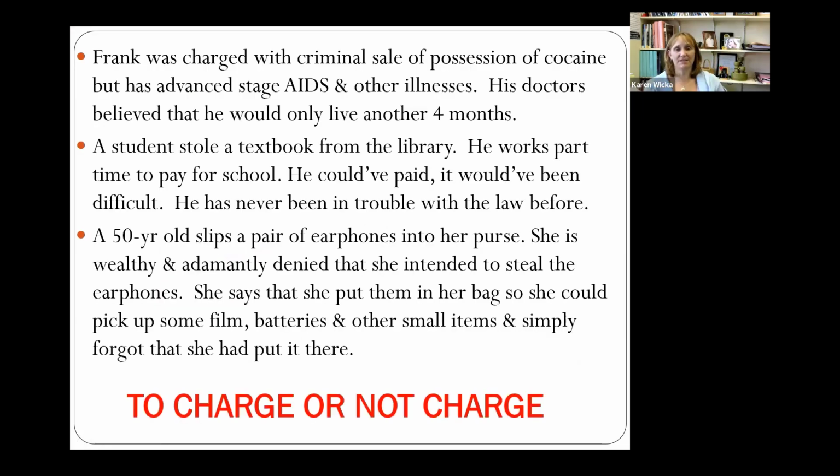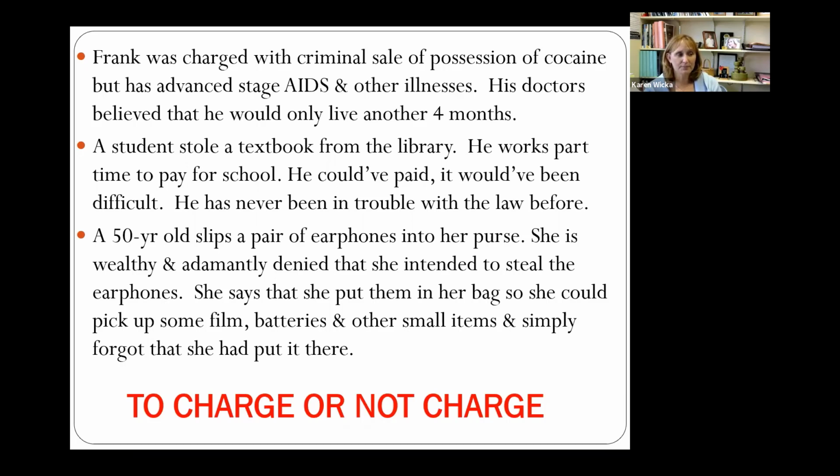So just to give some examples to get you thinking about it, Frank is charged with criminal sale or possession of cocaine, but has advanced stage AIDS and other illnesses. His doctor believes that he only has 4 months to live. So you're the prosecutor, you're very busy, you have lots of work. Are you going to charge this person with the crime? Or are you going to divert him, or are you going to let him go? So that would have to be your choice.